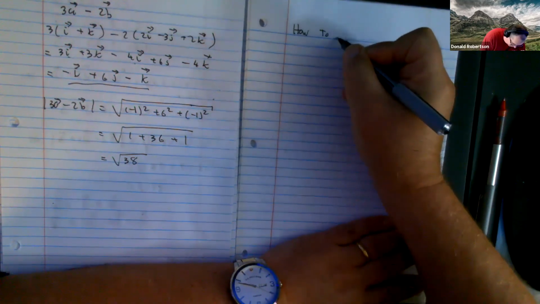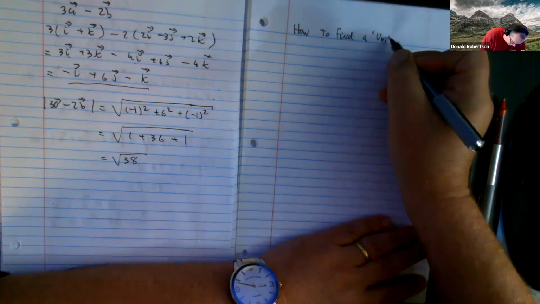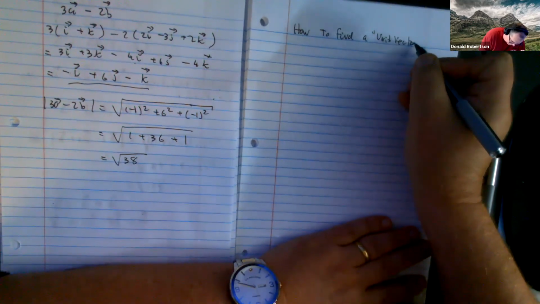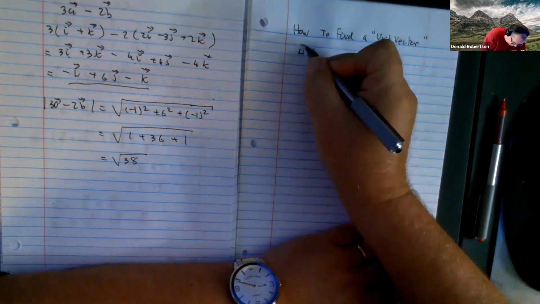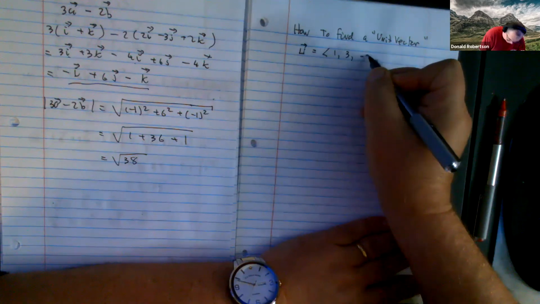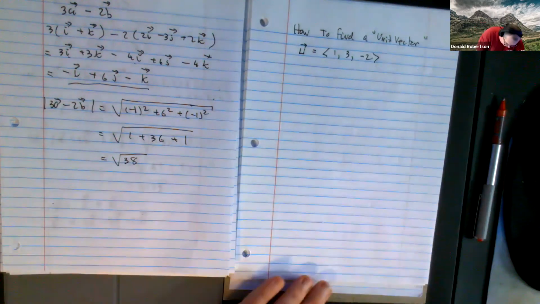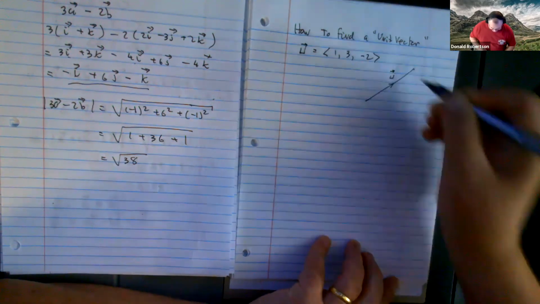how to find what's called a unit vector. So let's have a vector u, and it's equal to 1, 3, negative 2. And let's pretend that that's what u looks like.